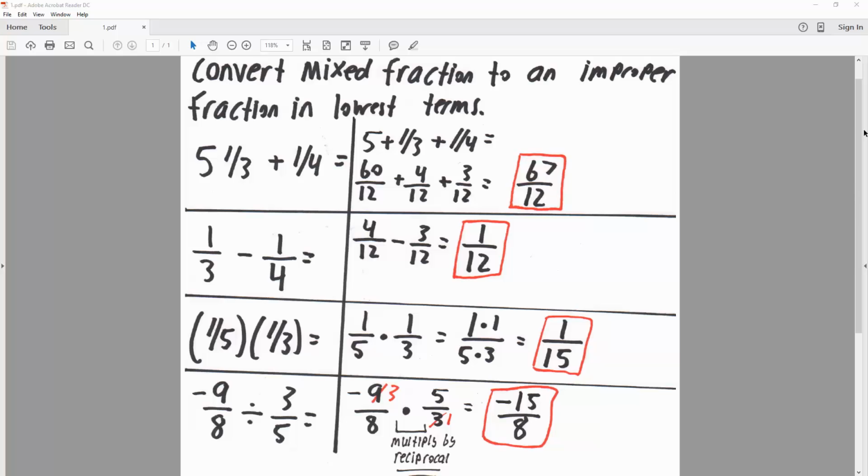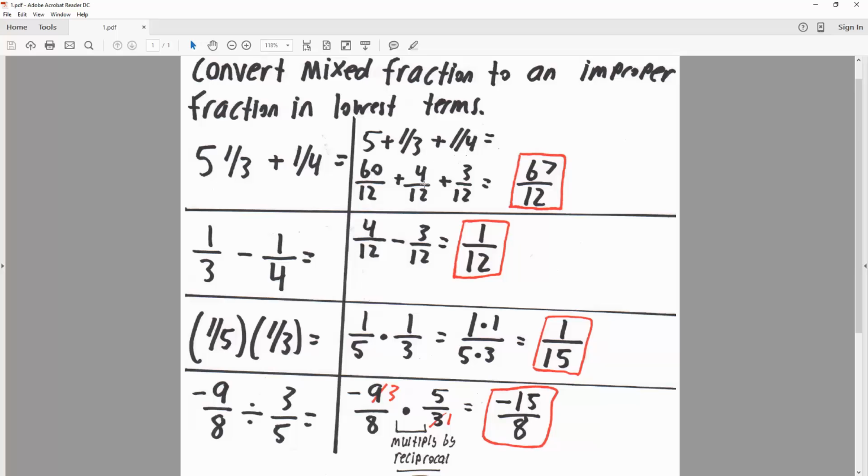Okay, in this video we will go over mixed fractions, and what we want to do is convert our mixed fractions into the lowest term. So we have 5 and 1/3 plus 1/4. This is essentially saying 5 plus 1/3, and plus 1/4. The first thing we're going to want to do is get a common denominator. The common denominator between 3 and 4 would be 12.